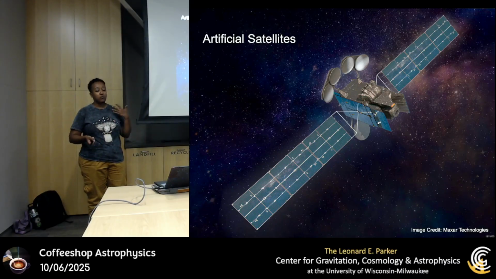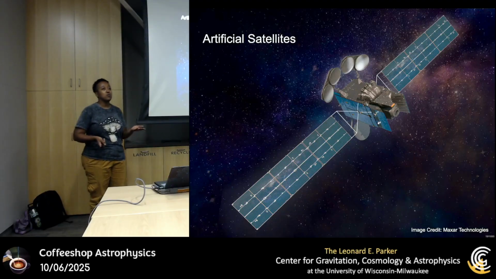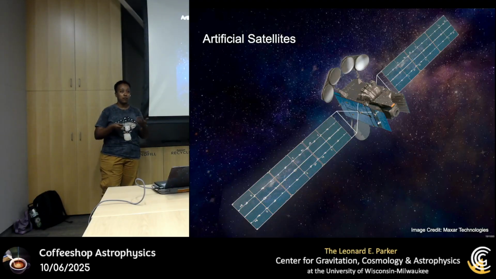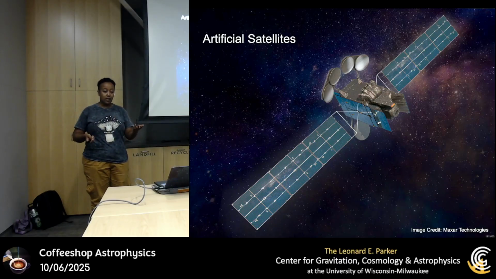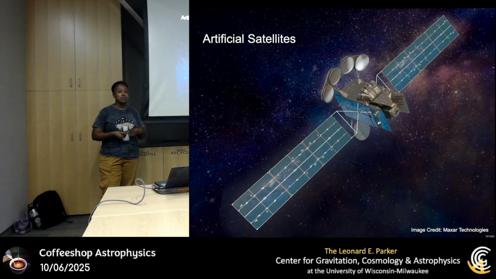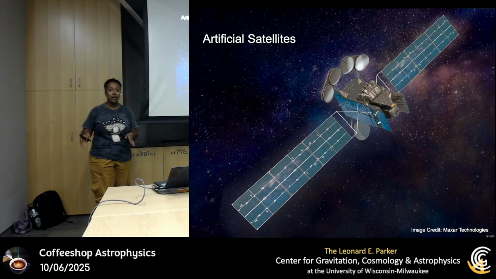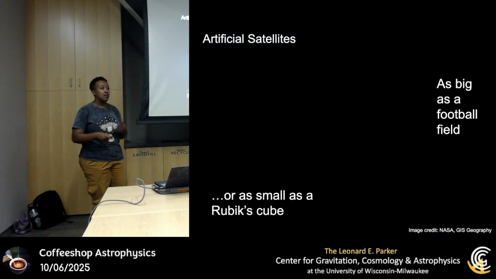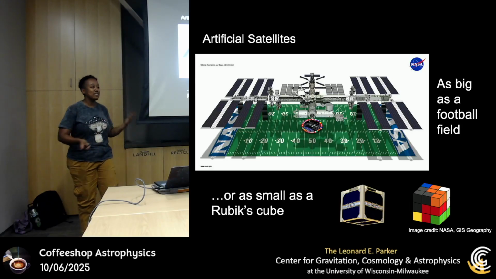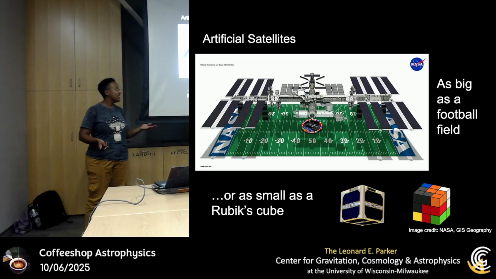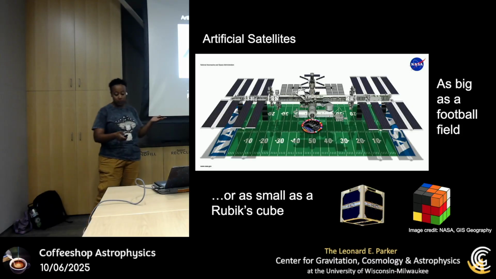And satellites can also be used for science on Earth. So that can be meteorology, studying climate change, studying tides and tectonics. And Laith is going to tell you more about that in his section. And these satellites can come in a large range of sizes. So these satellites can be as big as a football field, like the International Space Station, or they can be as small as a Rubik's Cube.